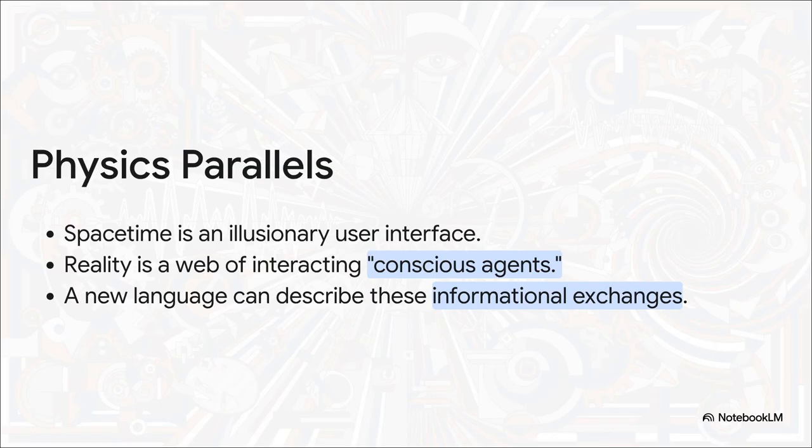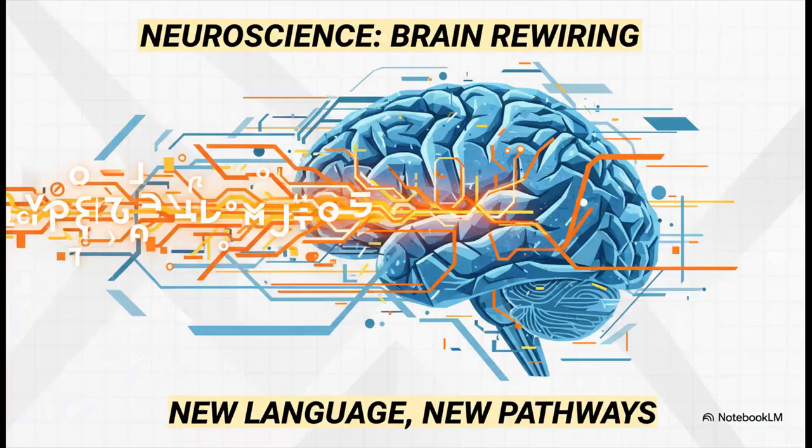His models propose that space-time isn't fundamental reality. It's more like the desktop interface on your computer. It hides all the complex code running underneath. The real reality, he argues, is this vast network of interacting conscious agents. Well, a process-based language, one built on actions and perceptions, is the perfect tool for describing a reality made of pure informational exchange.